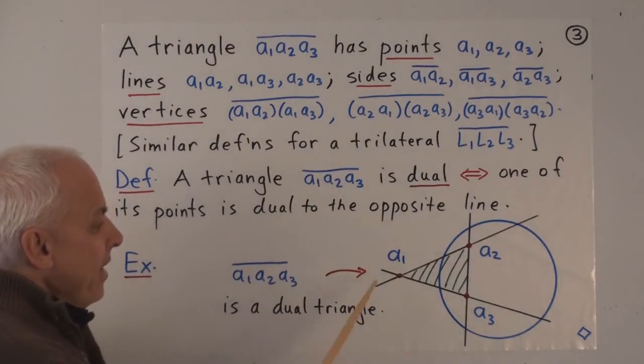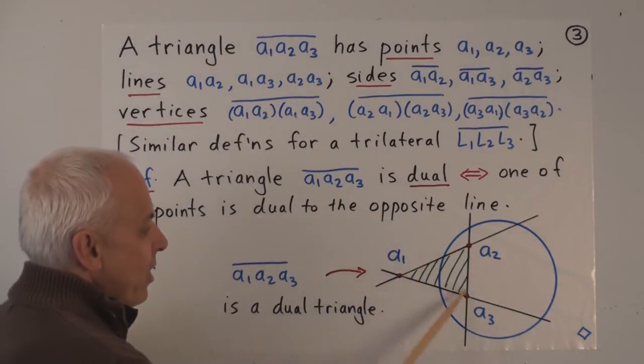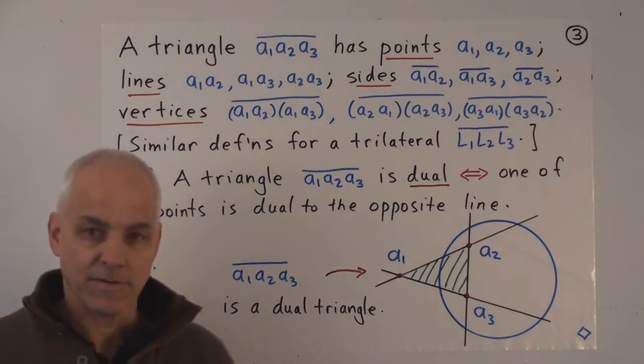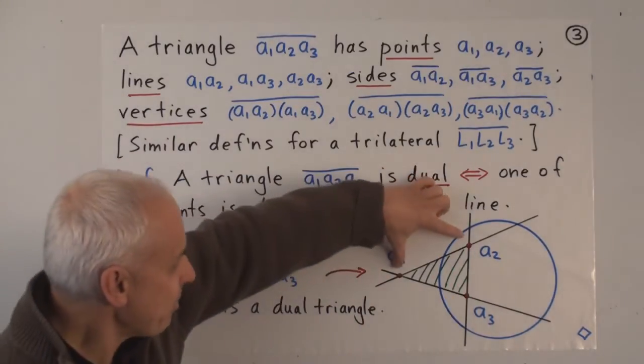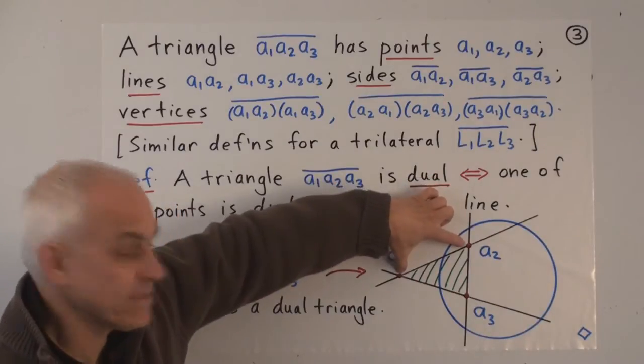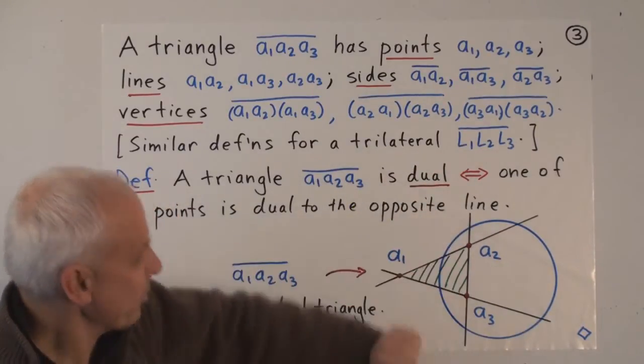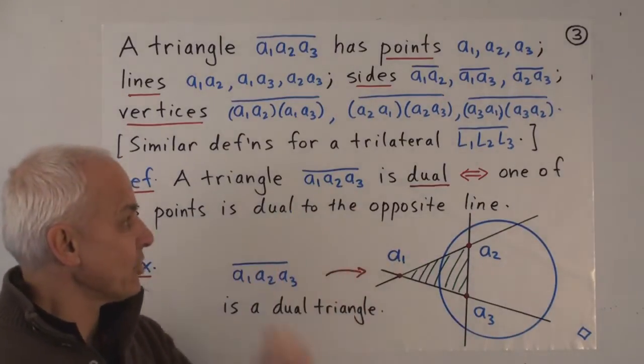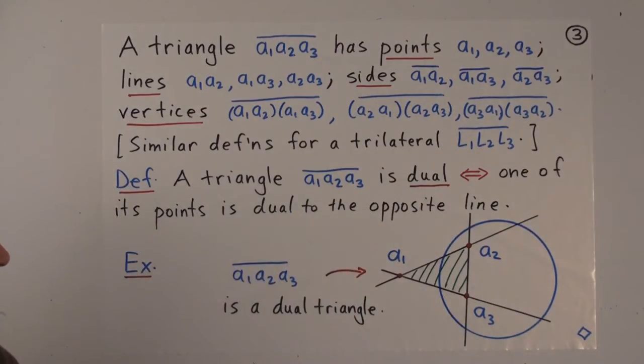Sides A1A2, A1A3, A2A3. What is a side? Well, a side is just a pair of points. So that's a pair of points forming a set. Those are the sides associated to the triangle.